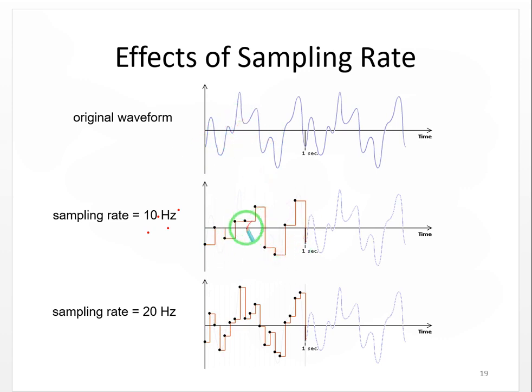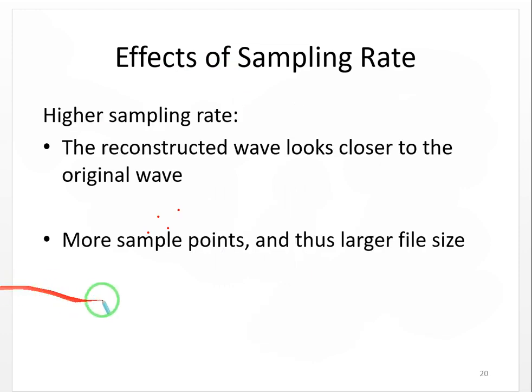If you compare this waveform with the original, it is a bit different. But if you compare this one with the original, up to some extent, not 100 percent, it will look like the original, because the sampling points are close to each other. But there are more sample points and thus a larger file size. Whenever you increase your sampling rate, your file size increases, because the bitrate value increases, the quality of the sound increases, and so on. So when the sampling points increase, the file size increases.